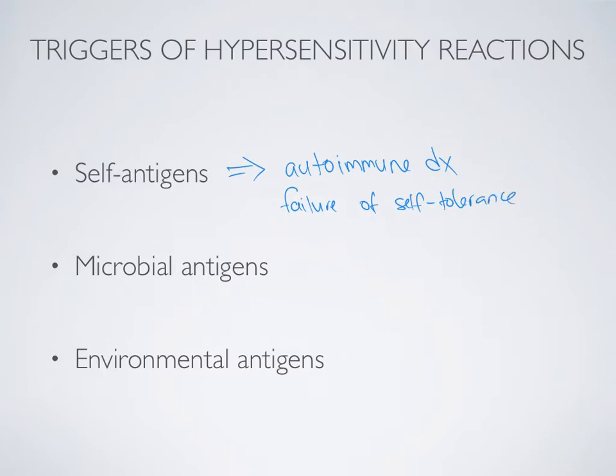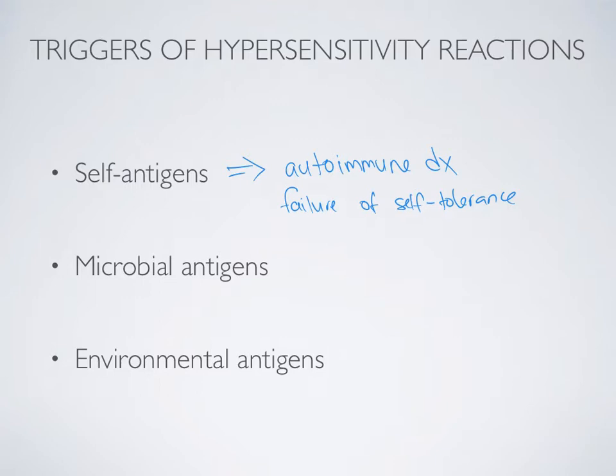Now, sometimes you have an exposure to microbes, and you fight that microbe, and it goes away. That's a normal immune response. But some people will have a hyper response. So the microbial antigen is appropriate, but the immune response to it is inappropriate.